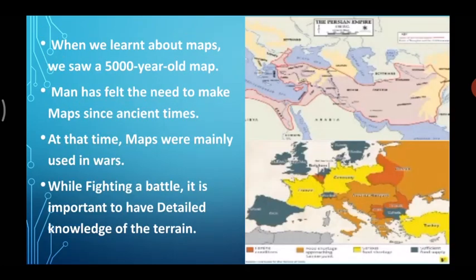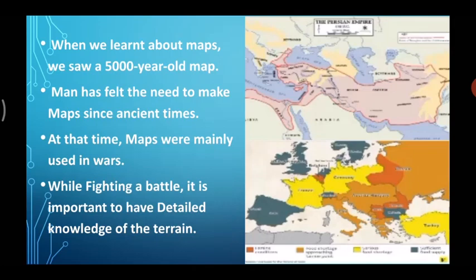Let's move forward. Now, when we continuously say this, what about maps? How are they useful, and when were they found? Was the map found today or at present? No. Maps were found nearly 5,000 years ago. That means 5,000 years back.